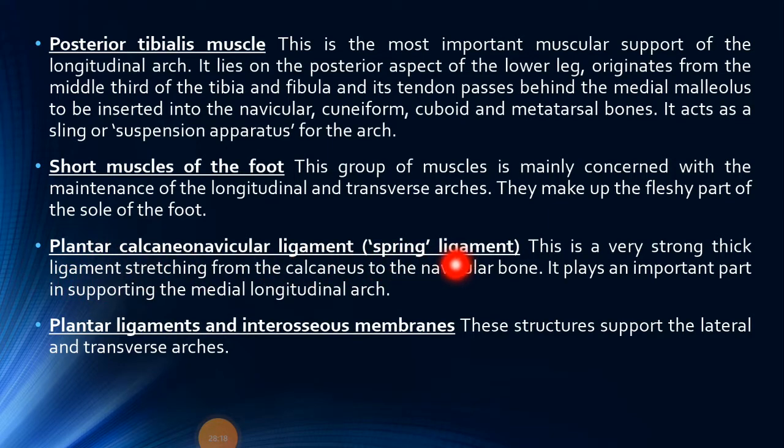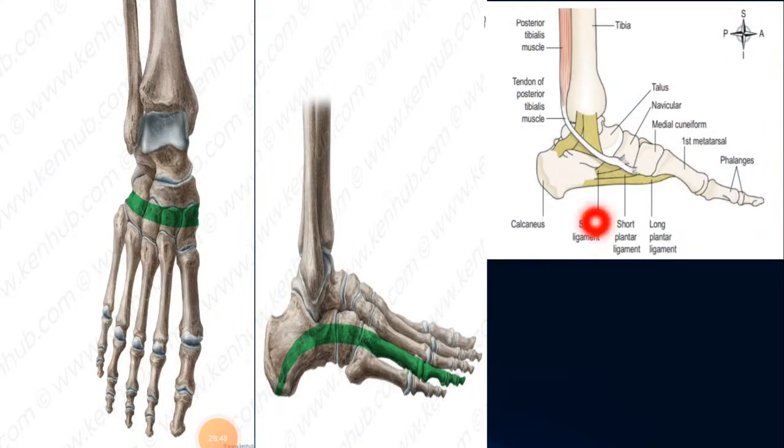Then the spring ligament, which is also called the plantar calcaneonavicular ligament. This is a very strong, thick ligament stretching from the calcaneus to the navicular. Because it is stretching from the calcaneus to the navicular, that's why we are calling it the calcaneonavicular ligament as well. It plays an important role in supporting the medial longitudinal arch. Plantar ligaments and the interosseous membranes support the lateral and transverse arches. So these are the associated ligaments and the muscle tendon to support the arches.